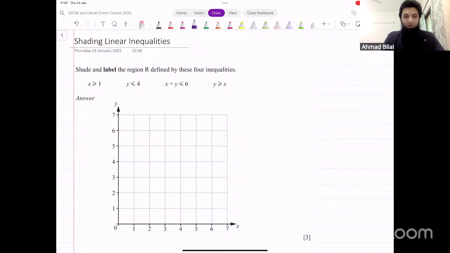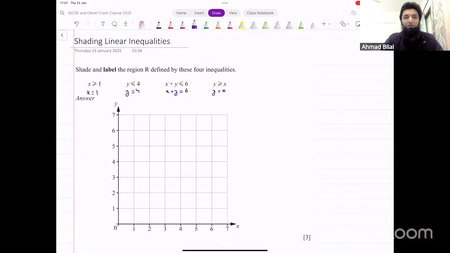Now, whatever you're given, the first thing you would have to do is, whatever inequalities you have, first of all treat them as equations. You say x is greater than or equal to -1. You replace inequalities with equations. So you say this is x equal to 1. You say this is y equal to 4. This is x plus y equal to 6. And this is y equal to x.